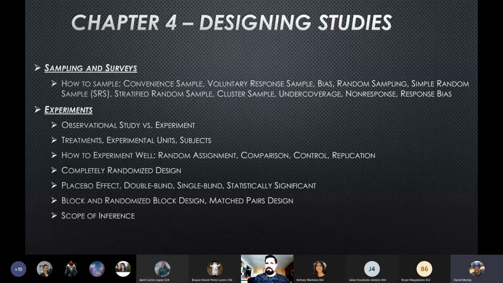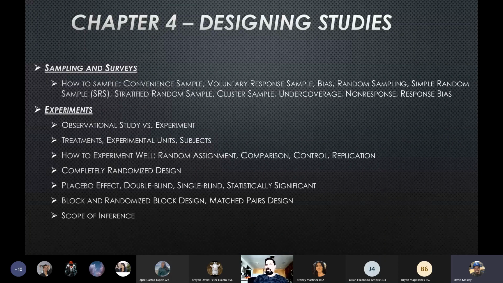Experiments. Observational study versus an experiment. What's the difference? An observational study is simply observing something that happens and recording what you saw. An experiment is purposeful. You're purposefully putting a treatment on some group of individuals or on an individual to see what happens. Right? We have treatments, experimental units, and subjects. Treatments are the things that you're doing to your subjects. The experimental units is the smallest unit of subjects that can receive an individual treatment. Depends on how you set up your experiment. Tells us what the experimental units will be.